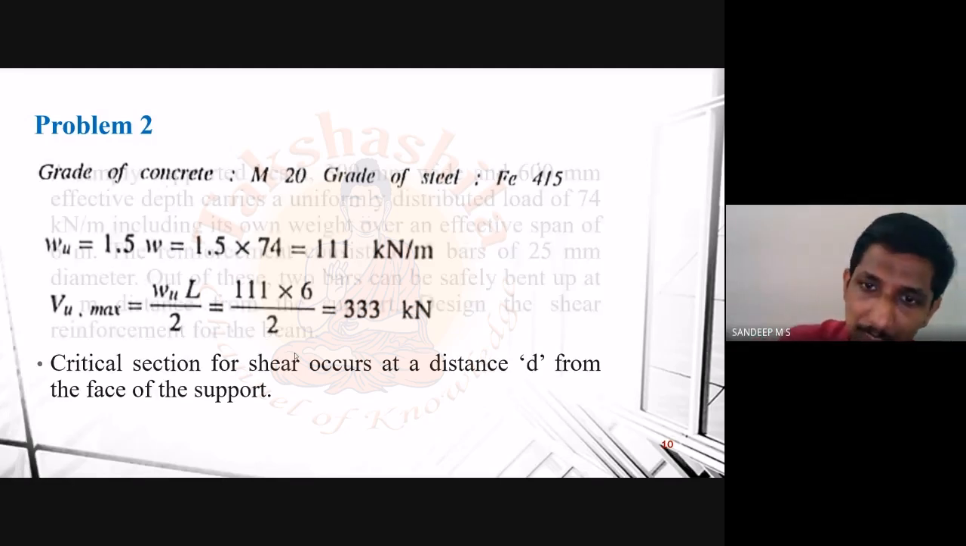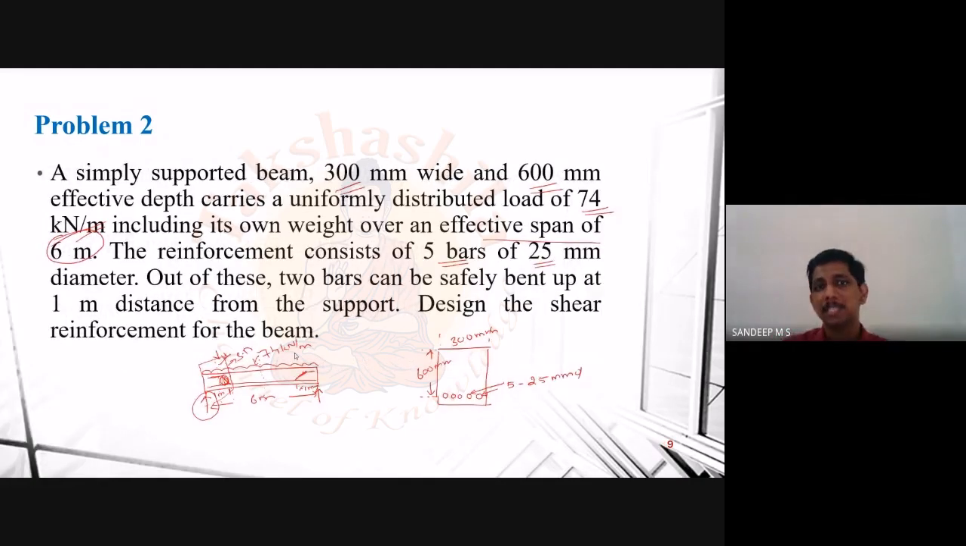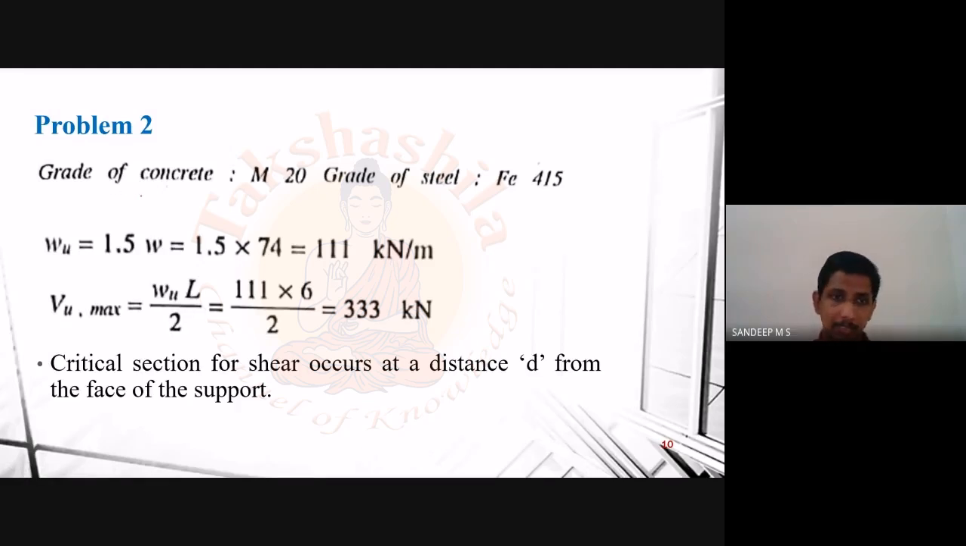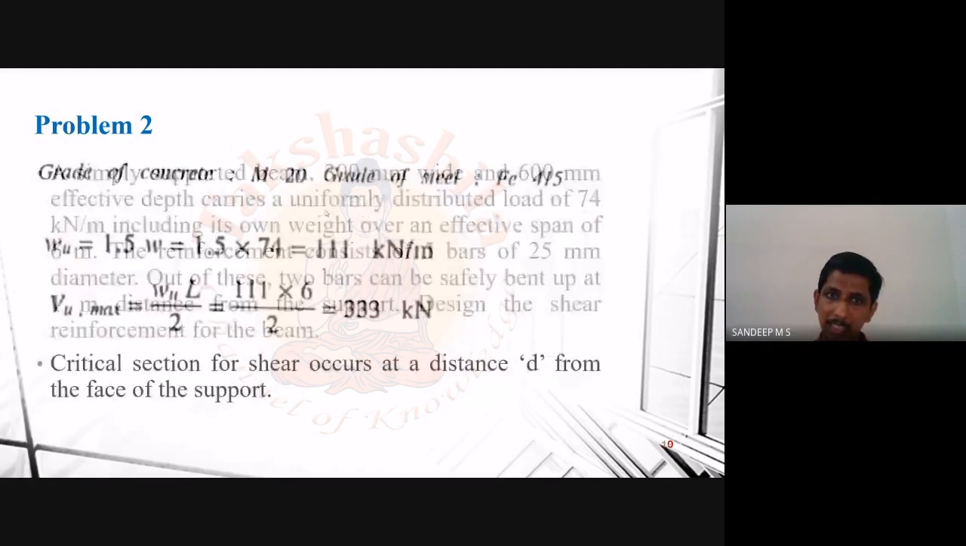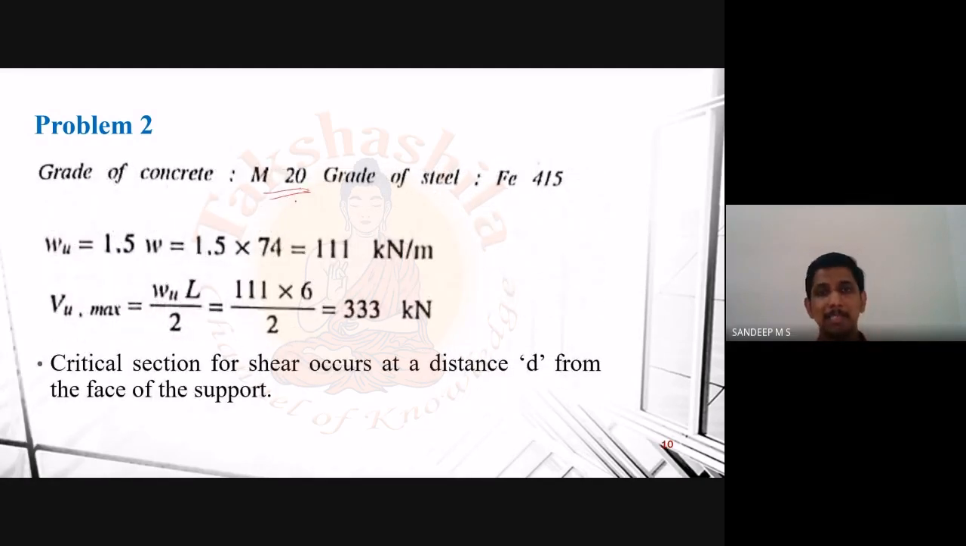And please note the question. In the question, nothing is mentioned about where all you have to perform the shear design. But just in a single sentence they have mentioned: design the shear reinforcement for the beam. So basically you are supposed to perform the shear design at the necessary sections. So basically the data given in the question, grade of concrete, that is M20 grade. Was that given in the question? No.